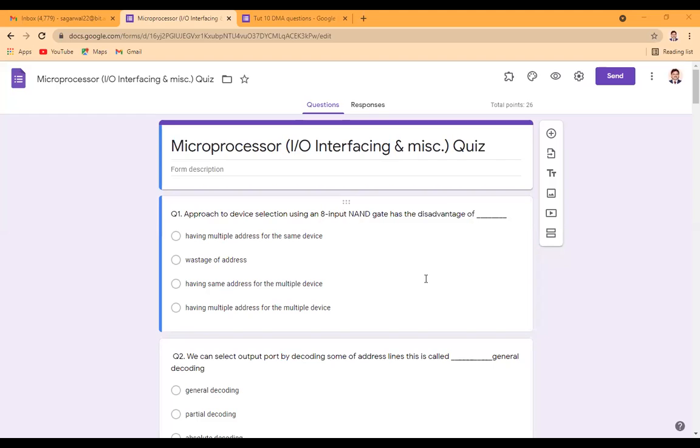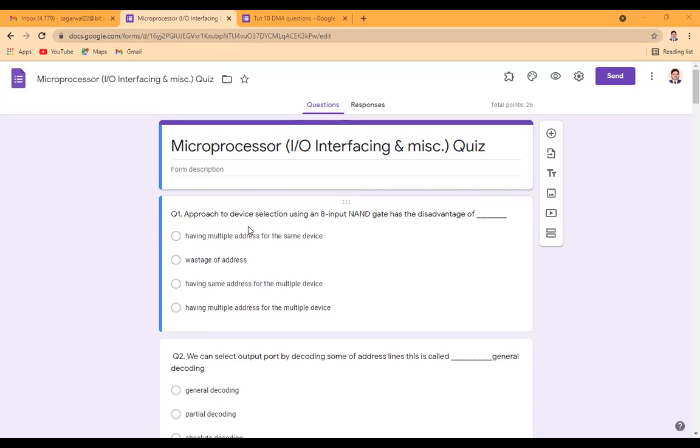So today we will be discussing certain quizzes related to input-output interfacing. Now the first question is: the approach to device selection using an 8-input NAND gate has which disadvantage? What kind of disadvantage do we get if we are using a NAND gate for device selection?